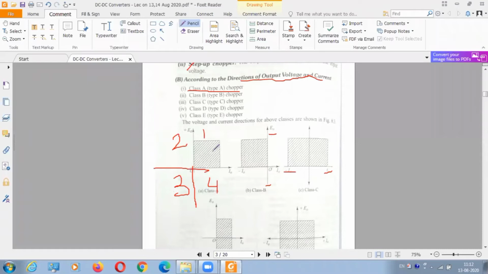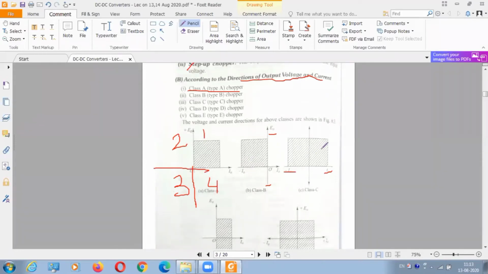Class A chopper, we'll study all this later. You should just go through the classification very fast. Class A chopper is the first quadrant chopper. So it operates with positive voltage, positive current, so it is operating as a motor only. Class B chopper is the second quadrant chopper. Positive voltage, negative current. Class C chopper, 2 quadrant chopper.